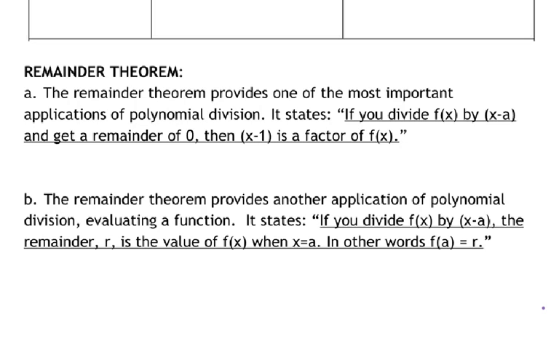And it states, if you divide f of x by a factor of x minus a, and get a remainder of 0, then x minus a is a factor of f of x. There's a typo on the slide, that should be a. And later on that leads to finding the zeros of the polynomial.